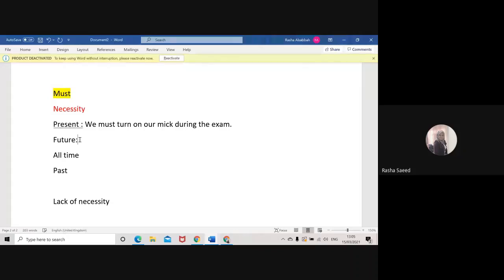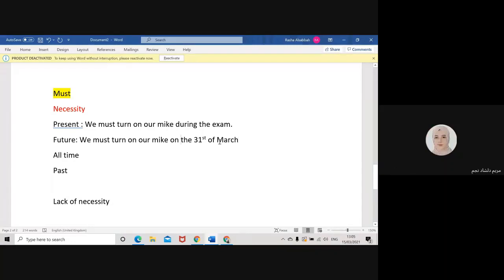Same sentence. Let's use the same sentence referring to necessity, which expresses a future necessity. We must turn on our mic on the 31st. Do you notice the difference between the present necessity and the future necessity?